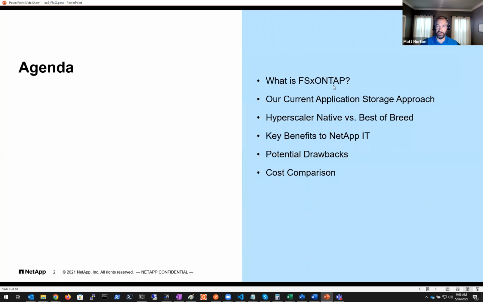A quick look at the agenda. We'll talk about what FSx is. I'm not going to spend too much time on this. I mean, I think most of you know it's ONTAP, but software defined, virtual. We'll talk about NetApp IT's approach for application storage, kind of where we started a few years back with that Cloud One hybrid cloud model, and where we are now. We'll talk about hyperscaler native versus best of breed tools. We'll talk about some of the benefits for IT, and then also some of the drawbacks. It's a short list, but there are some that you may consider. And then we'll talk about cost.